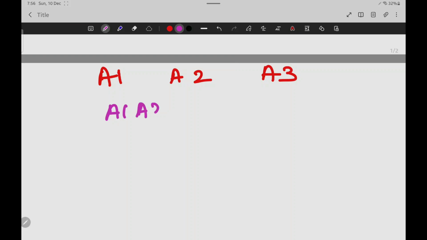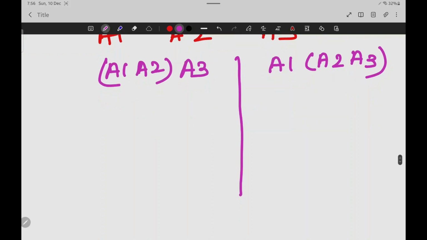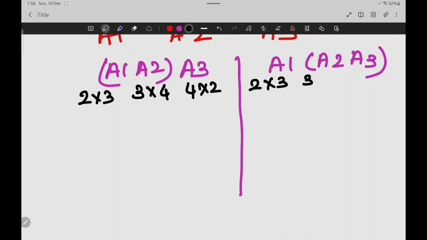If you are taking the chained matrices A1, A2, A3, we can multiply either A1, A2 first and then A3, or we can multiply A2, A3 first and then A1. Likewise, we can do. Suppose we take 2 cross 3, then 3 cross 4, and definitely this should be 4 cross 2.